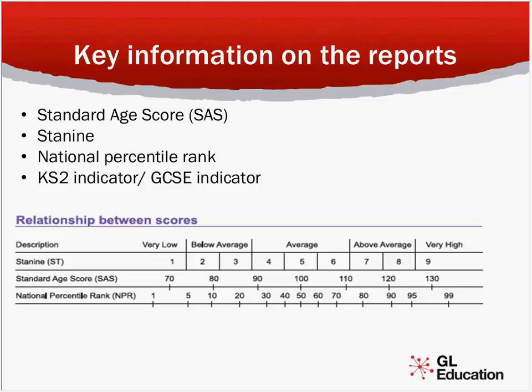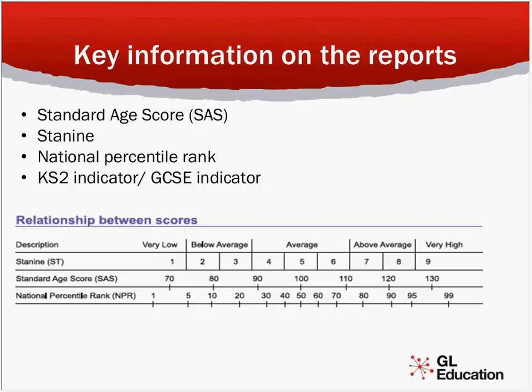Now the stanine, derived from standard nine, places the student's score on a scale of 1, which is the lowest, and 9, the highest, and offers a broader overview of his or her performance. And we'll see the importance of the stanine when looking at the reports next time. The NPR, or National Percentile Rank, shows the percentage of students obtaining a particular score, and depending on the level of test that you have taken, you'll also have a Key Stage 2 indicator or GCSE indicator on the reports.